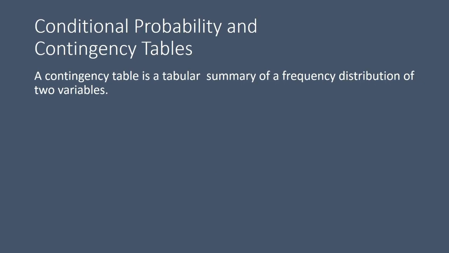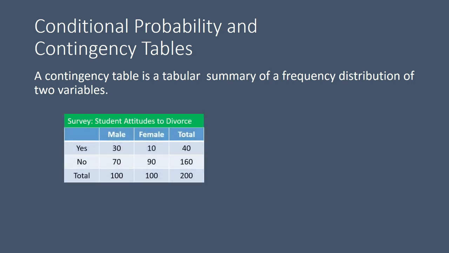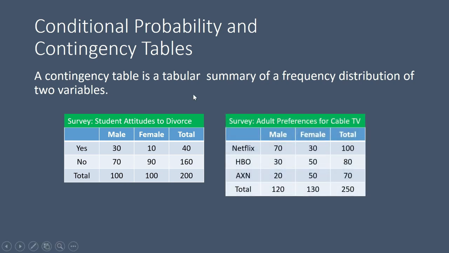Conditional probability and contingency tables. A contingency table is a tabular summary of a frequency distribution of 2 variables. A contingency table can look something like this. So this is like a summary of a survey. The population or a sample is divided into 2, male and female, and we ask them, are they in favor of divorce or not? This one would be a survey about the preferences of adults for Hollywood movies.